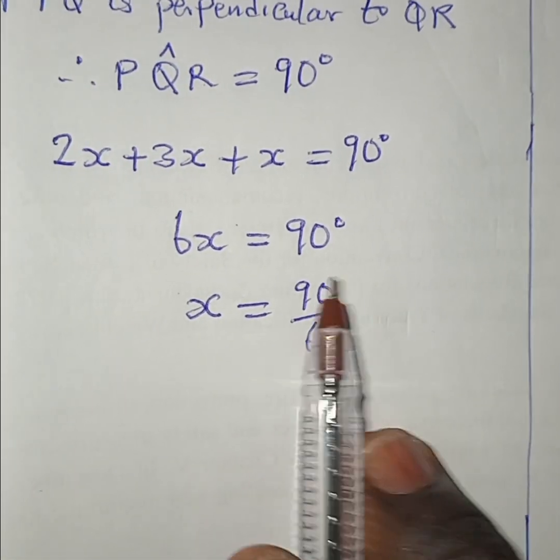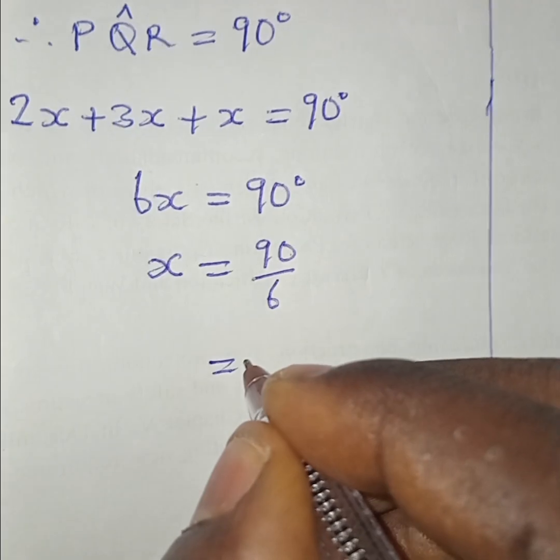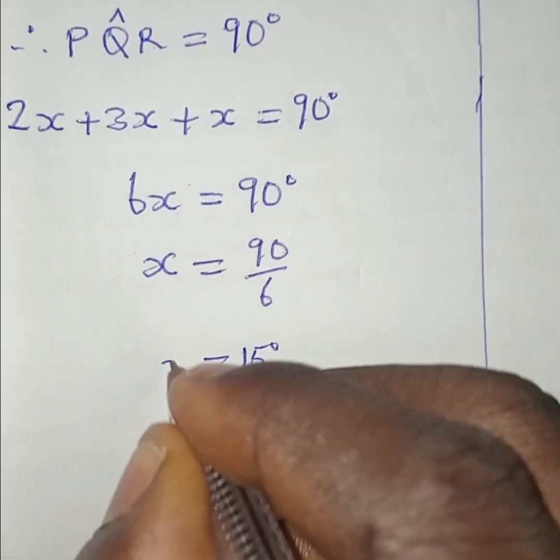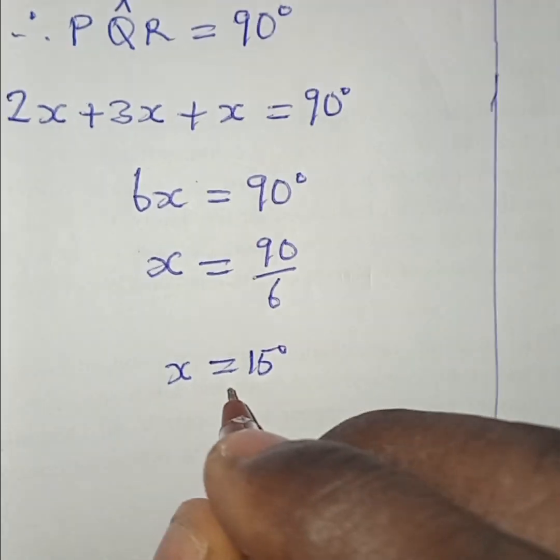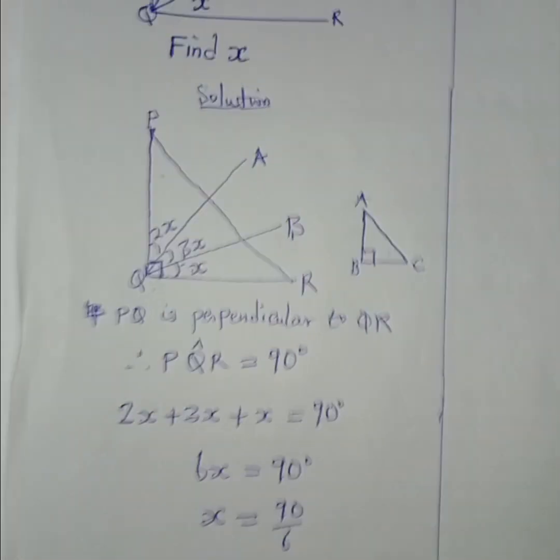Now press on your calculator. 90 all over 6 will give you 15 degrees. So the final answer is x equals 15 degrees. So that is the value of x in the diagram.